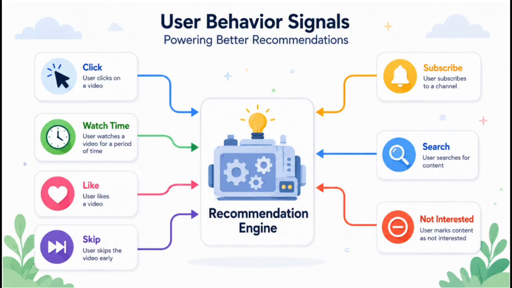The main term based on which the recommendation system works is user behavior signals. There are different types of signals that a user interacting with an application can give. The first signal is click. The user clicks the video. You saw the cooking video thumbnail and decided to open it. That click tells the system that the video caught your attention.